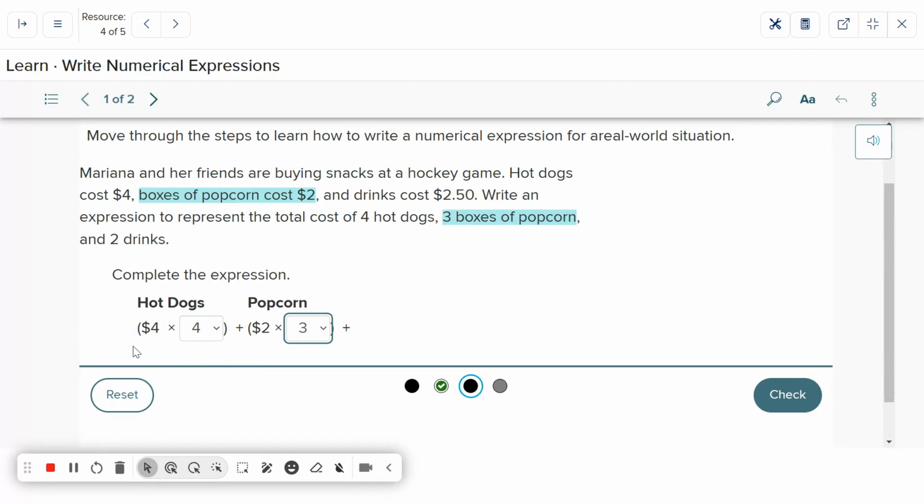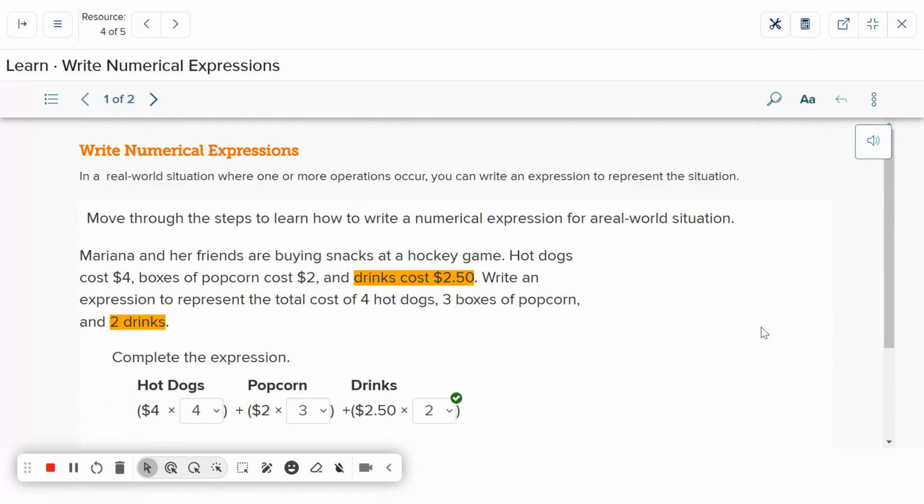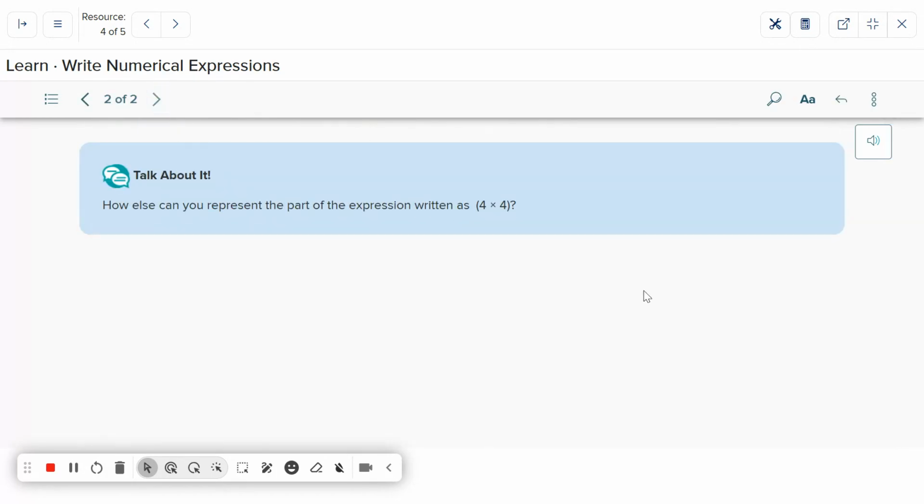Notice we're using parentheses here, 4 times 4, and then we have a plus, and then another parentheses. We've got 2 times 3. And then finally, our drinks are $2.50. So we have another plus and then parentheses, and we're buying 2 of those. So we have our expression there: 4 times 4 in parentheses plus 2 times 3 in parentheses plus 2.50 times 2 in parentheses. All right. And then you could solve that if you wanted to know how much money it was going to cost or something like that. Skip that, talk about it.